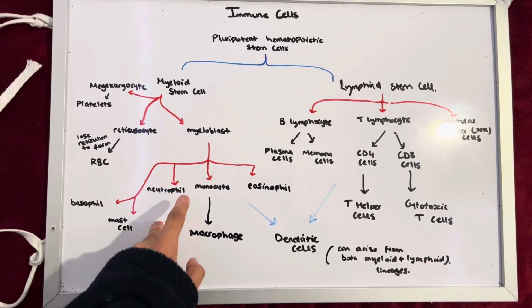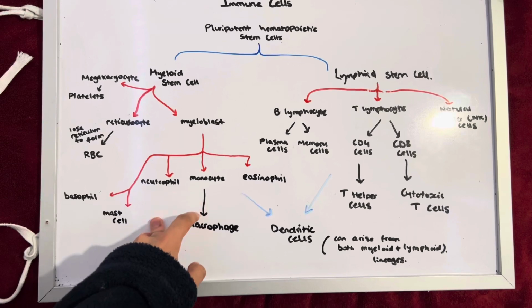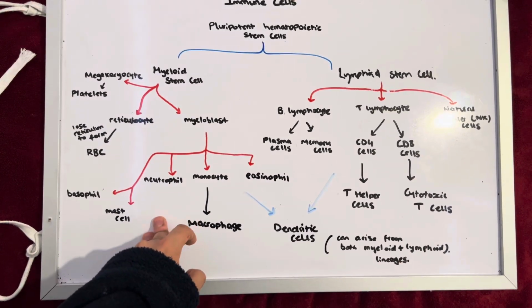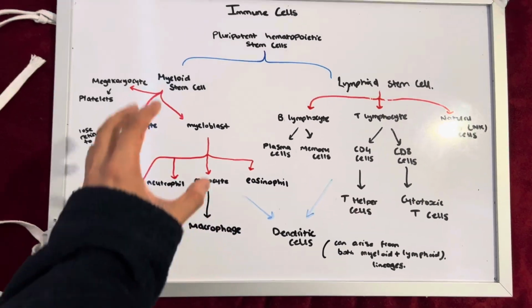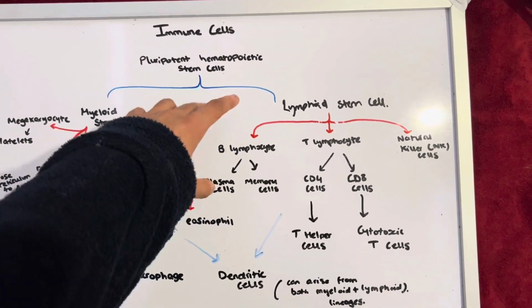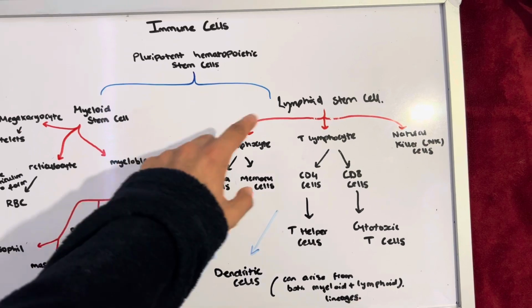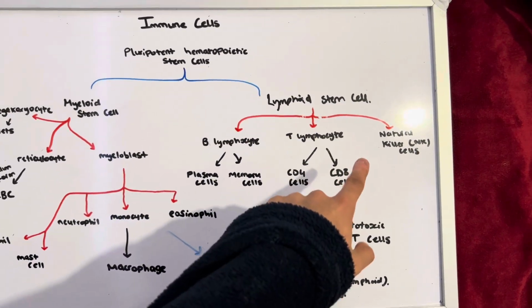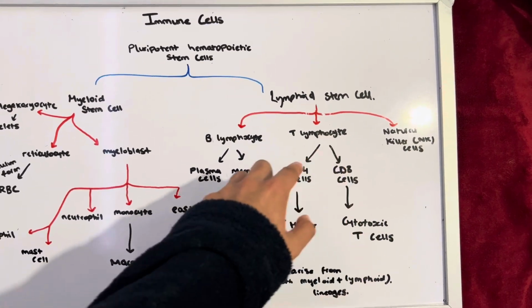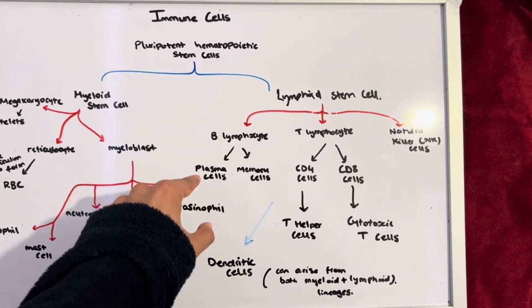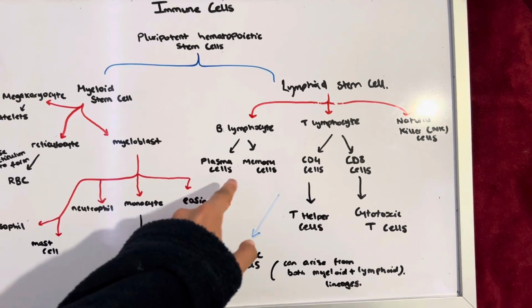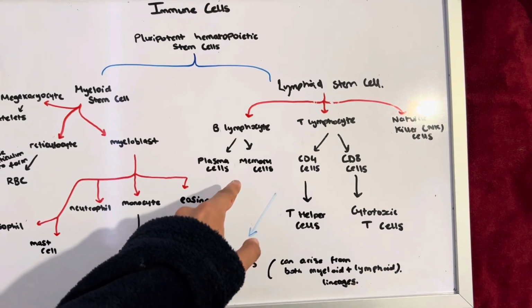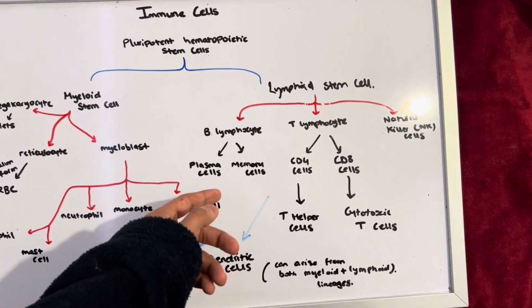Then we've got monocytes. Monocytes would then form our macrophages. Our macrophages are found in our tissues. And we've got eosinophils. Then the other lineage, we've got our lymphoid stem cells, which form our B lymphocytes, T lymphocytes, and NK cells, also known as natural killer cells. Our B lymphocytes would form our plasma cells. Plasma cells are involved with producing your antibodies. Memory cells, of course, are for long-term memory and build-up of immunity and all that.